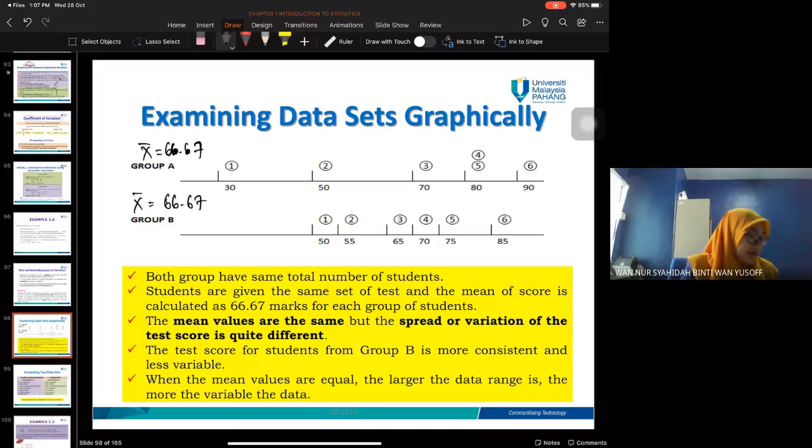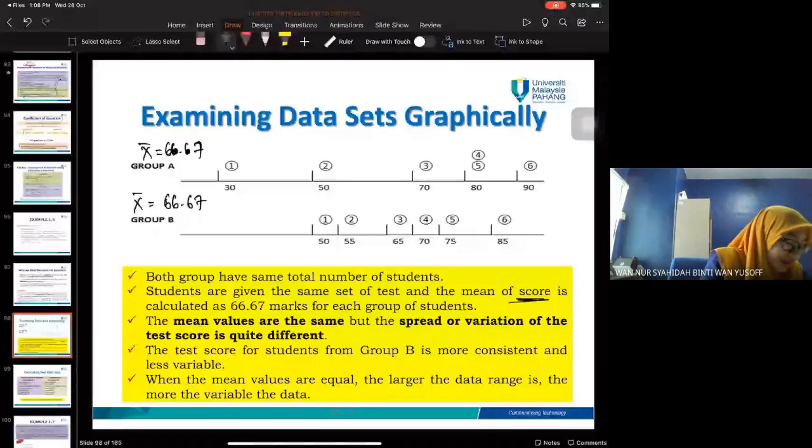A higher mean is better because this is about the score of data. So a higher score is better data. But here we have a similar mean, so we cannot use the mean to compare which group is the best one. Which one is the good one? So we go to the variation.